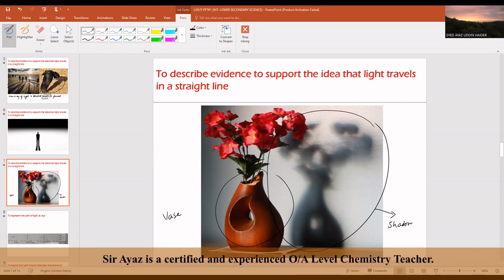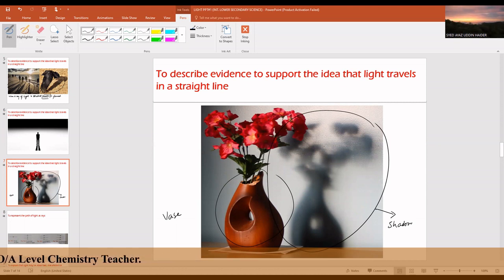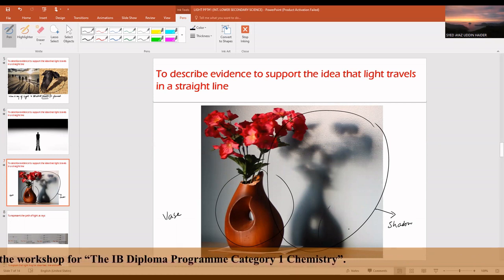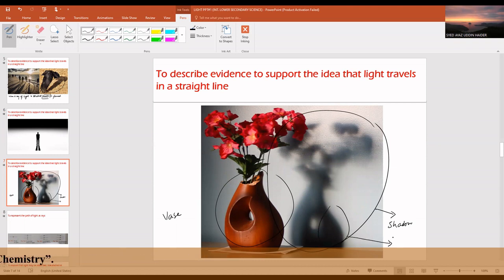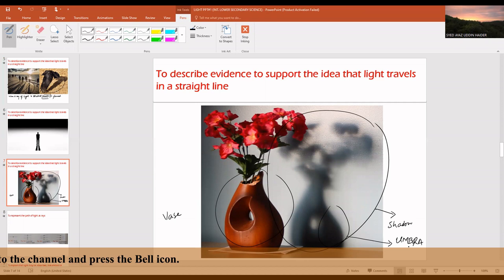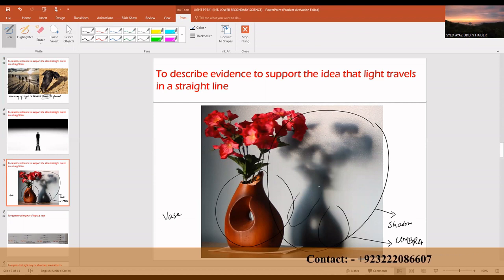Shadow is a region of darkness, but there will be two regions, one with complete darkness and the other with incomplete or partial darkness. This region is of complete darkness, and we call it umbra. The region with partial darkness is known as penumbra. This is penumbra, because this is the region of partial darkness.